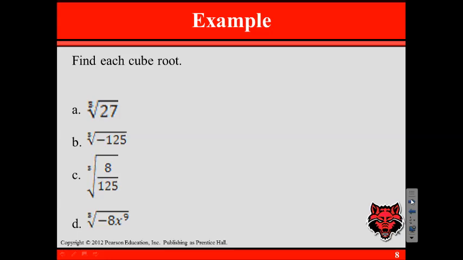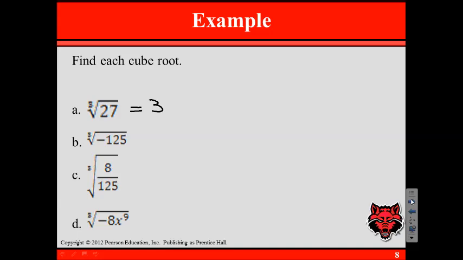We can use the cubes that were listed on the last page to find all of these cube roots. We have the cube root of 27, and just like we saw from the last page, 3 to the 3rd power equals 27, so the cube root of 27 is 3.